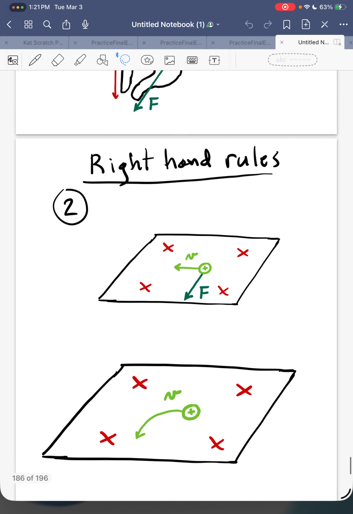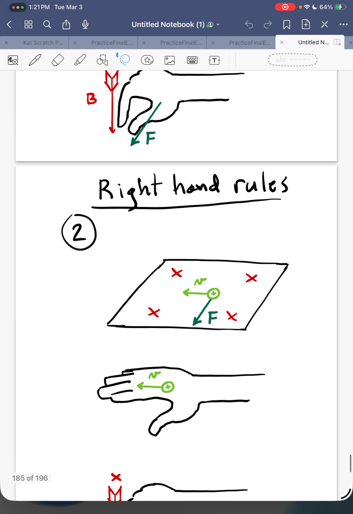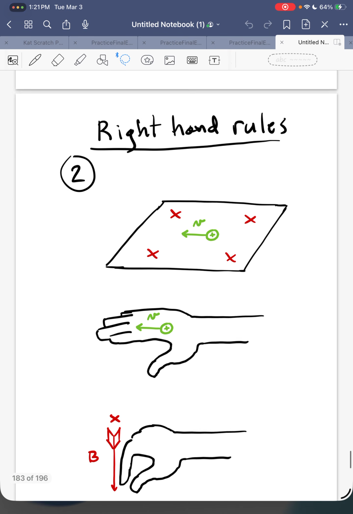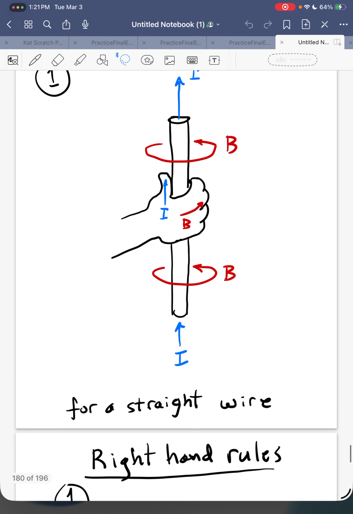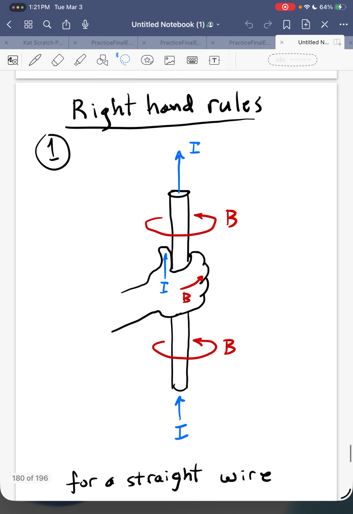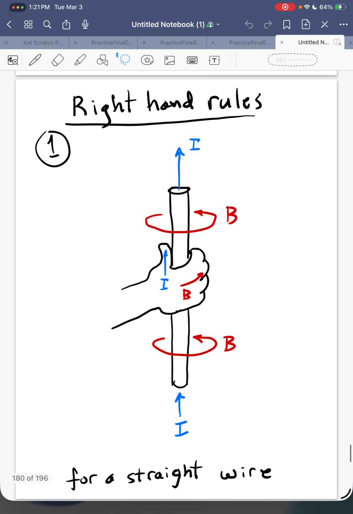So those are the two types of right-hand rules. qv cross B is the one we just covered. And the one before that is just I as the direction of your thumb, and curling your fingers around gives you the direction of B. Hope that was helpful.